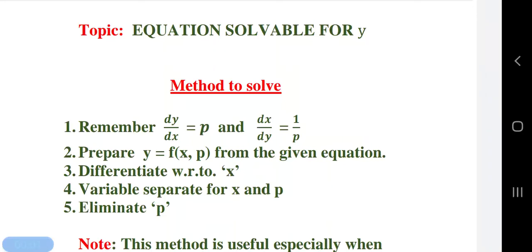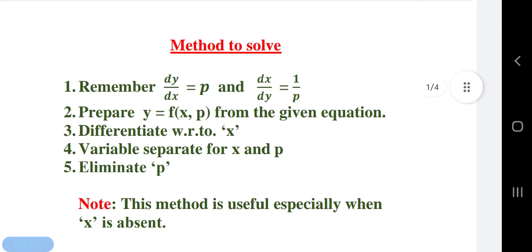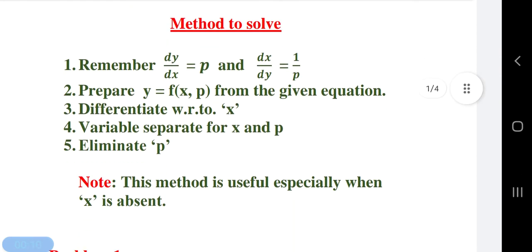Hello everyone. Today we will see the topic equation solvable for y. We wish to follow 5 methods to solve. Remember that dy by dx is p and dx by dy is 1 by p. Then we will convert the given equation into the form y in terms of x and p.